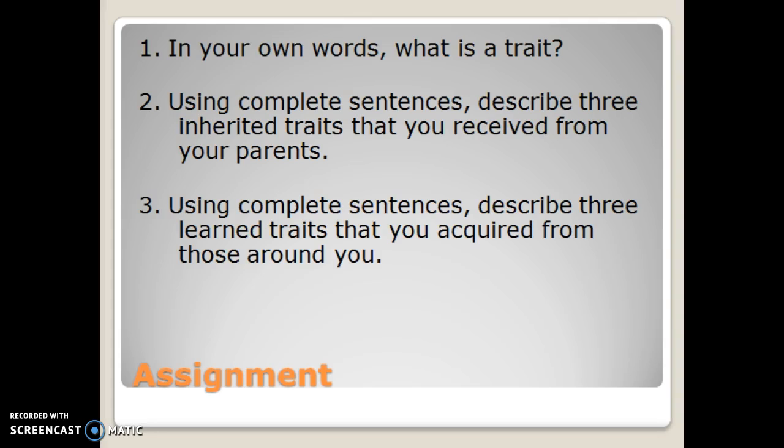What are 3 things that you have learned how to do in your life? Remember, you are not born with them, you learn how to do it. Inherited, you are born with it. Acquired traits, you have learned them.